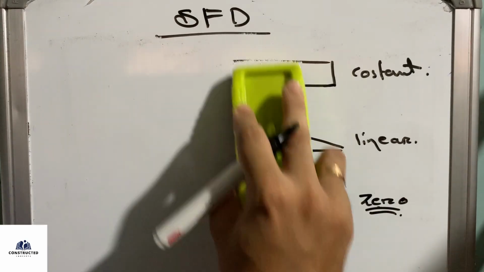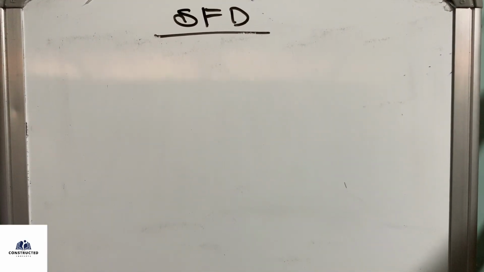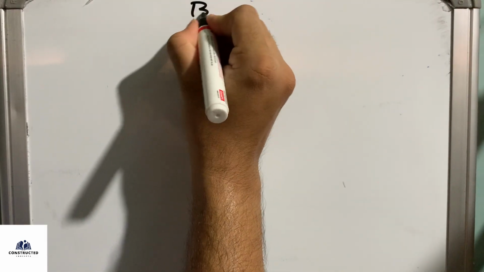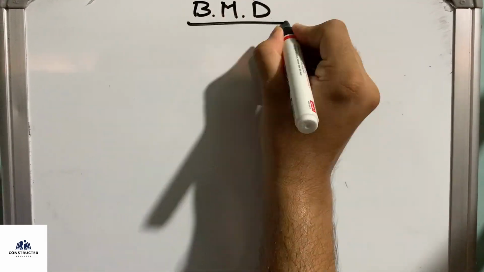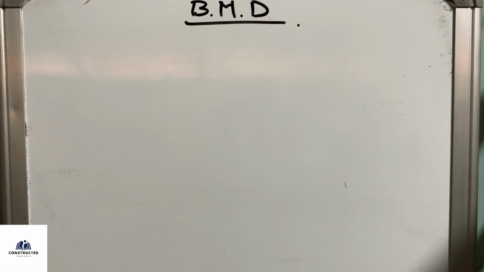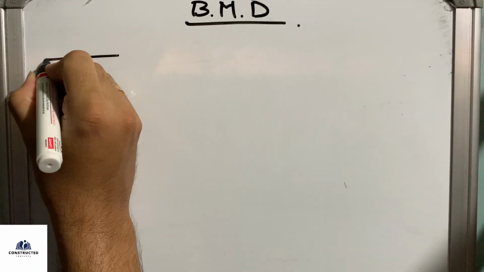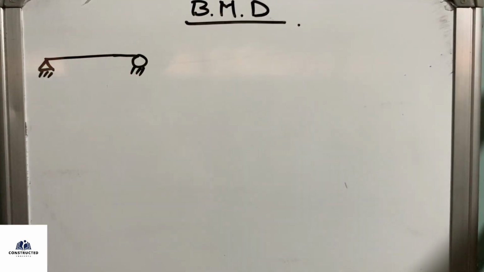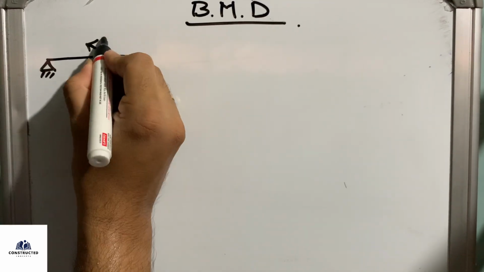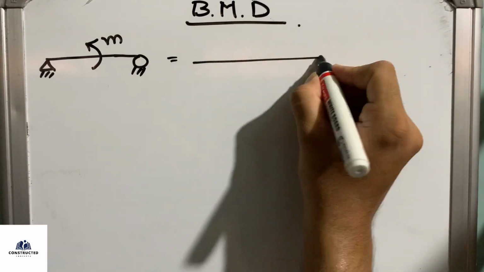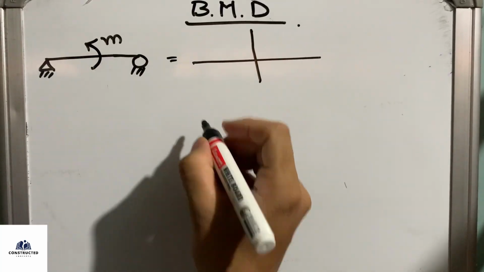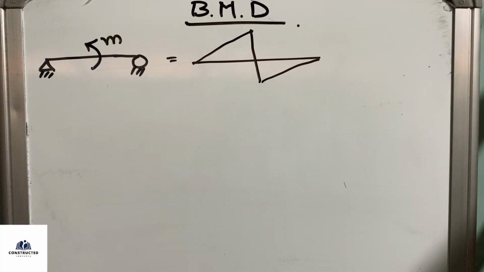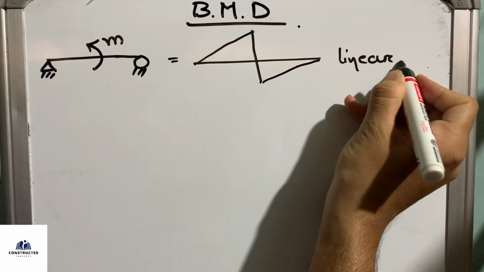So now let's move to bending moment diagram. These diagrams are very important. Before you approach any numerical, you have to know where and which diagram is going to be used. For a bending moment diagram, what you have to do is the same. At first let's take a simply supported beam with a moment. The drawing will be linear in nature.